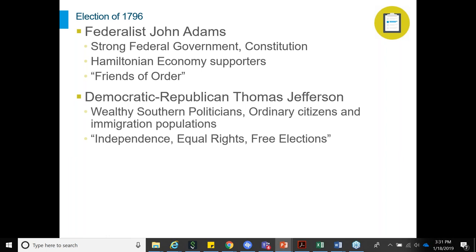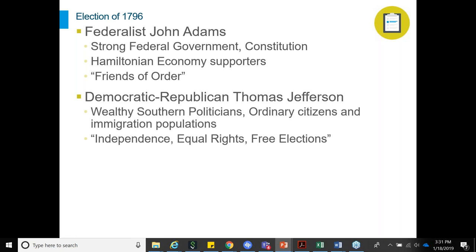On the other side was Thomas Jefferson. He resigned the Secretary of State position under Washington, predominantly over the French Revolution, and he decides to run for president. So he runs as a Democratic Republican. He is one of the founders of the party. As a party, they are predominantly funded by wealthy Southern politicians. However, the votes they get are from ordinary citizens and immigrant populations. Their main viewpoint is independence, equal rights, free elections. That's their mantra, while the Federalists were the friends of order.